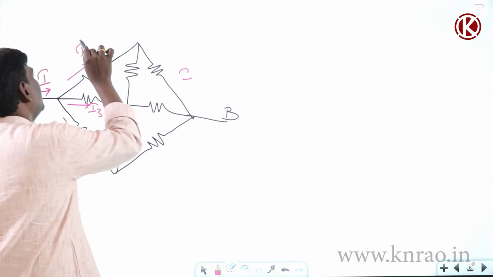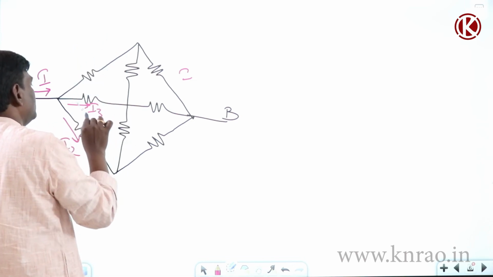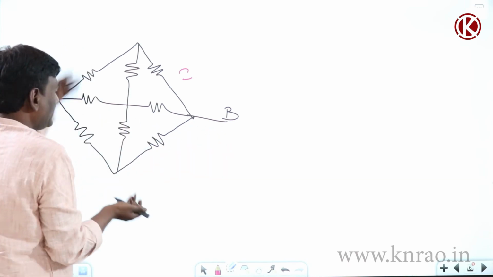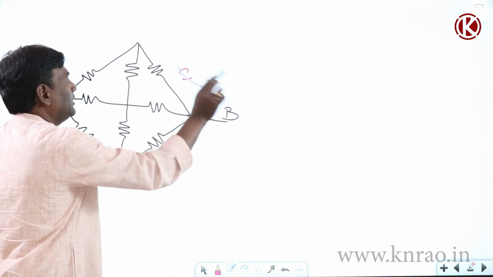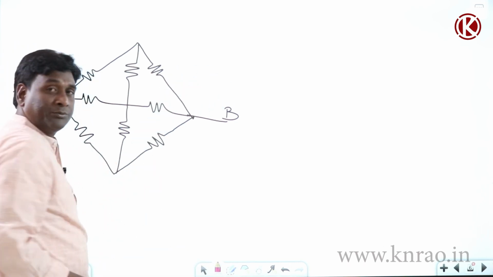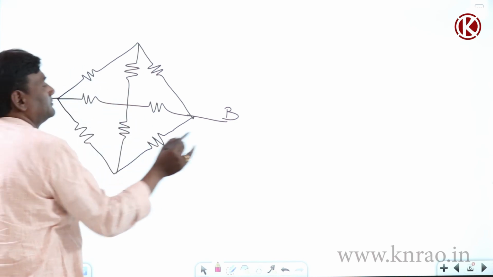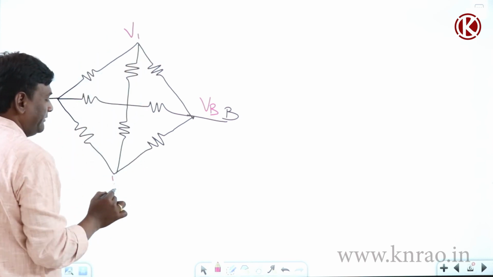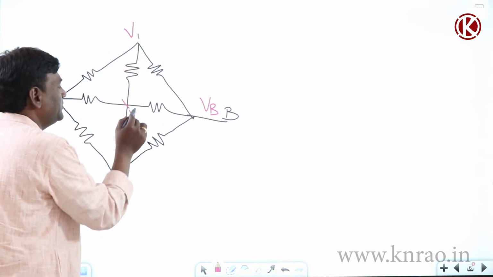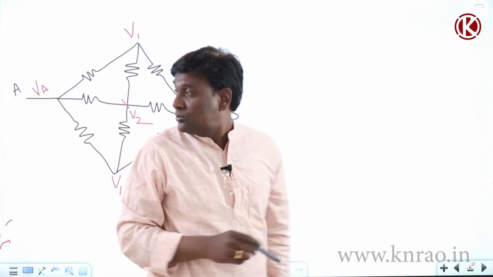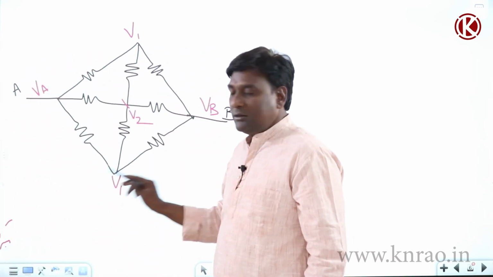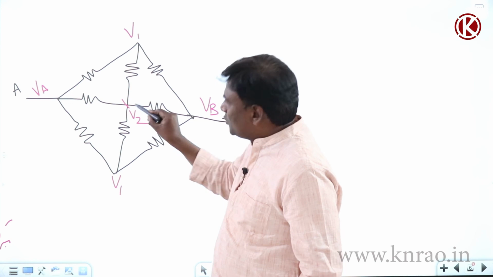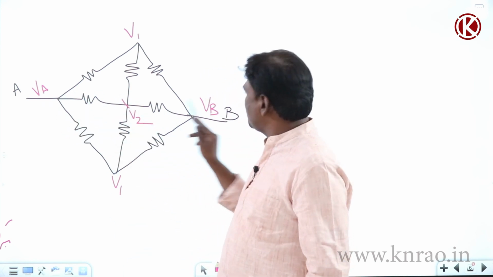How to do voltage symmetry? Voltage symmetry in the sense we should go ahead with voltages, except at the terminals. Under those conditions, it should be like this. If it is VA, it is VB, symmetry like this. If it is V1, it will be V1, and maybe this is V2. Now VA to V1 is R, VB to V1 is R, V1 to V2 is R, VA to V2 is R, V2 to VB is R.